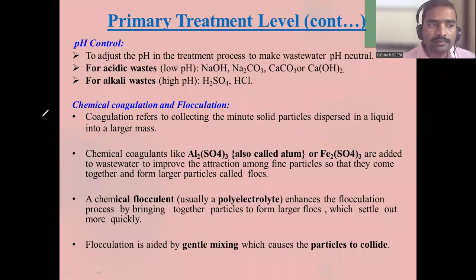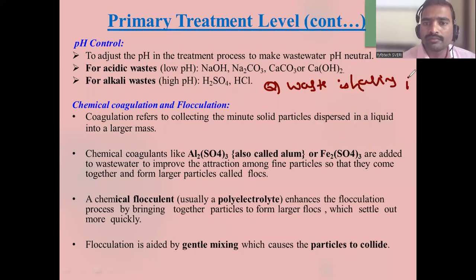Okay. In the multiple choice question, the question is like this. The waste, that is solid waste, you can take. The waste has pH 4. Which of the following is added? Which coagulant is added? Option A, NaOH.